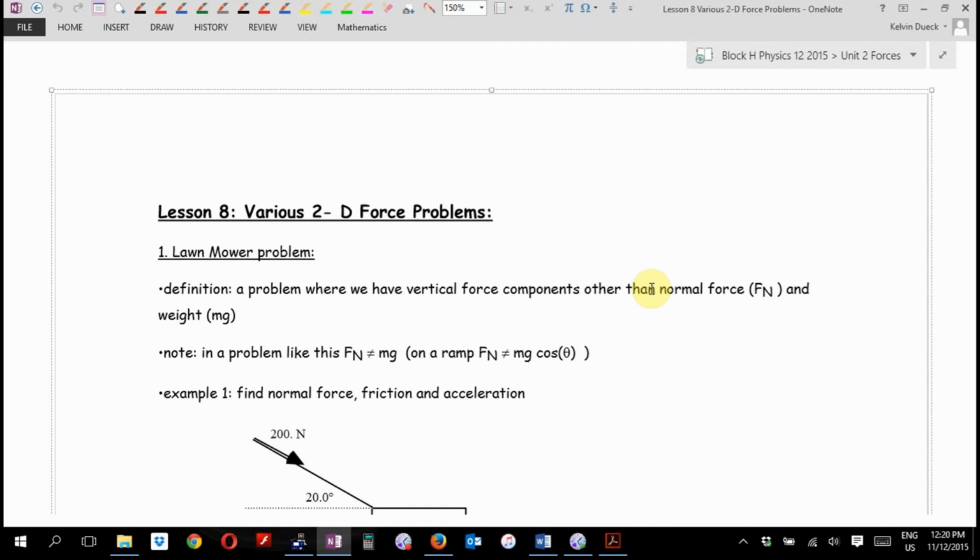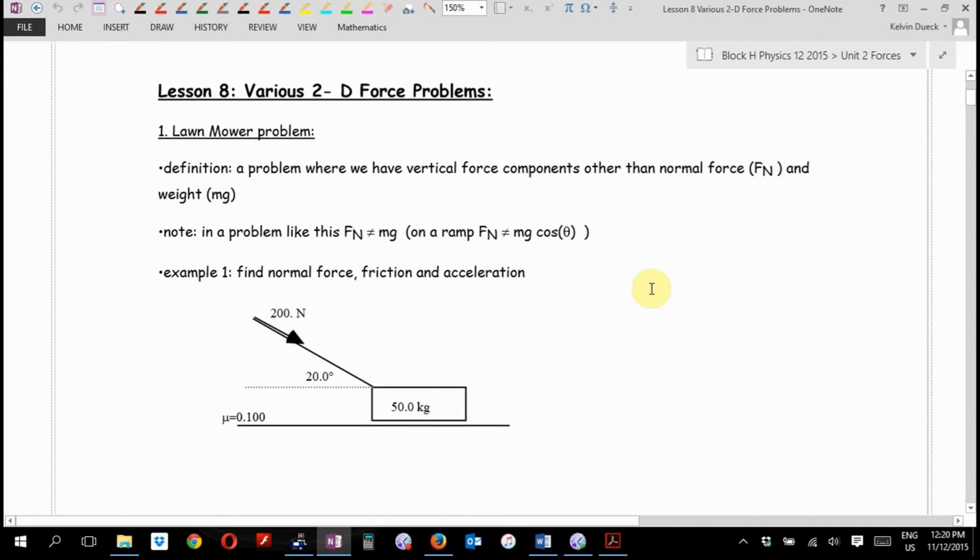What does that mean? You can absolutely guarantee positively something. I'll let you figure out what I'm getting at, okay? What do I mean by the lawnmower problem? I'm assuming most of you have either pushed or seen a lawnmower. It's where the ground is flat, but the force is at an angle, as opposed to the ramps where we had gravity at an angle. It means the normal force isn't mg. There's going to be some other vertical component.